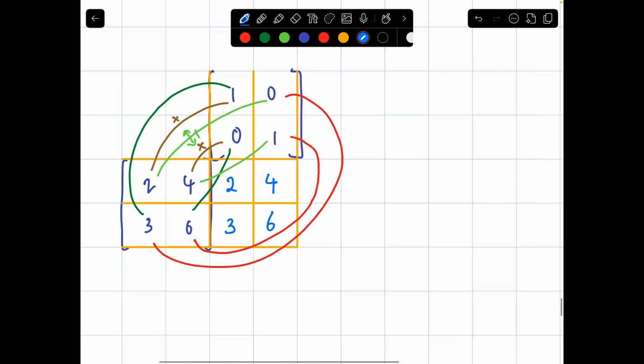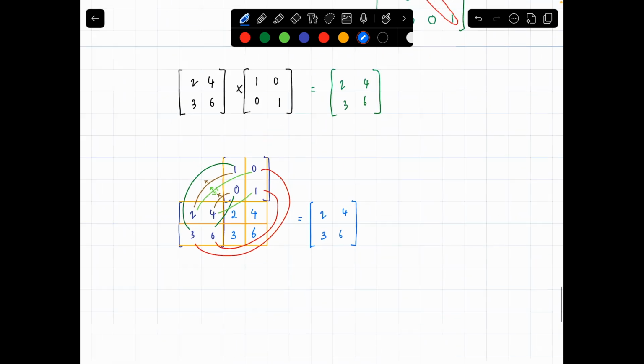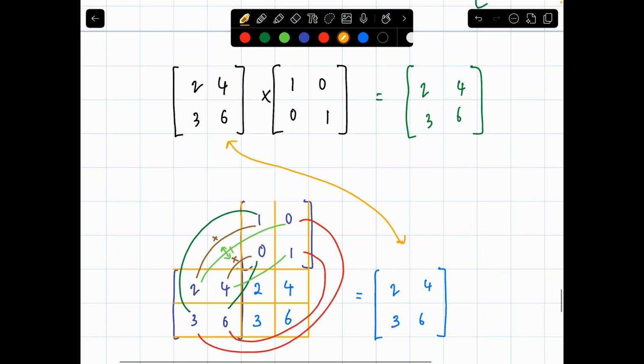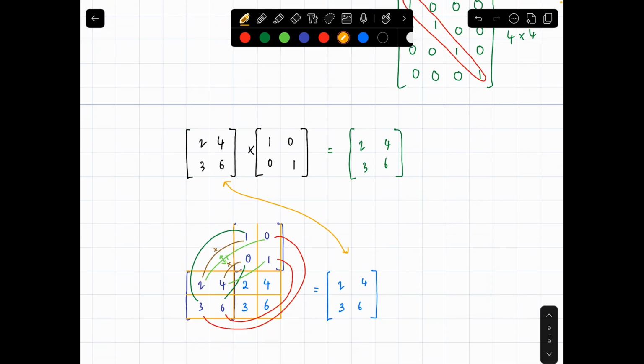And there we go. And as you can see, the answer that we get is 2, 4, 3, 6, which is the exact same as the matrix that we used earlier. These two are equal to each other. That's why I said that an identity matrix is essentially a 1 in terms of matrix. It is crucial to understand this chapter, as we will be using this concept together with the concept of inverse to do more in the next video.